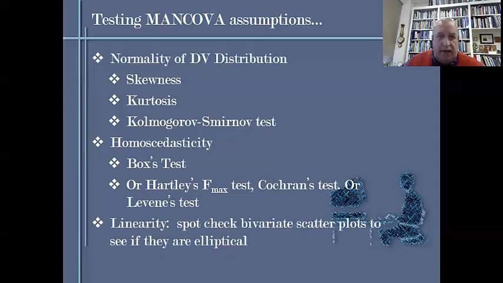For linearity, it's very difficult to do this because you've got all of these variates working together. So you just do bivariate scatter plots, and you check those, and you're looking for them to be elliptical. Now, a lot of this will come more clear when we work through the examples in the textbook for the Manova and the Mancova, and you'll see these three areas, normality, homoscedasticity, and linearity, and how those interplay as we work through SPSS.